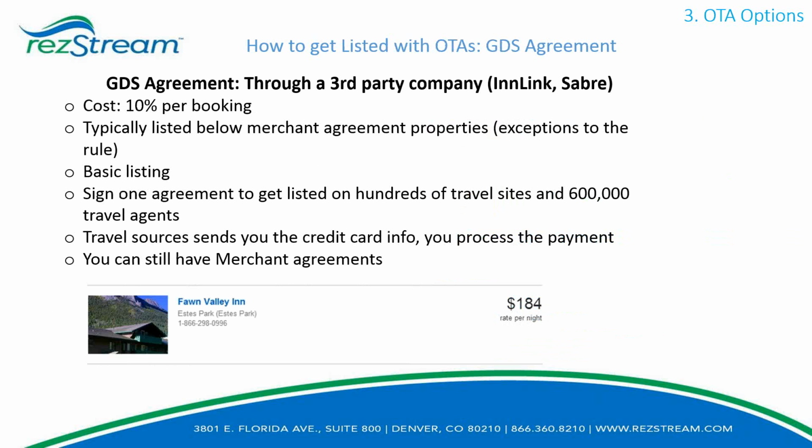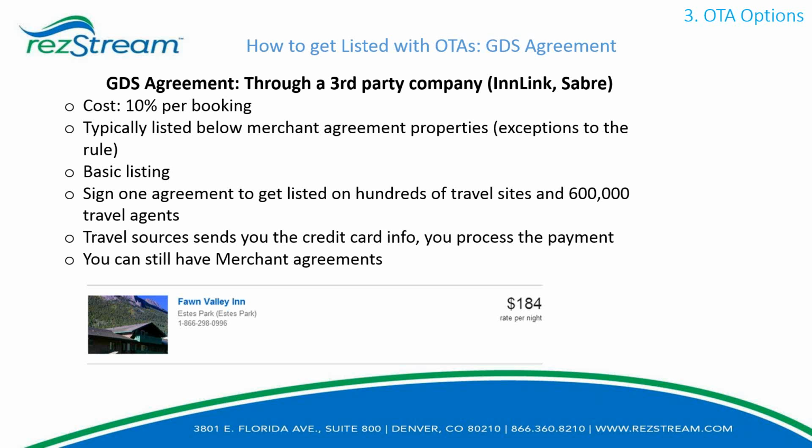Okay, the second option of how you're going to get listed with an OTA or a travel website is through a GDS agreement, and that's what we're talking about here today. For those of you that aren't familiar with how this works, you sign one agreement, and that agreement is through a company like RezStream.